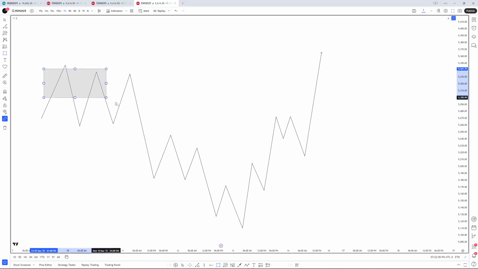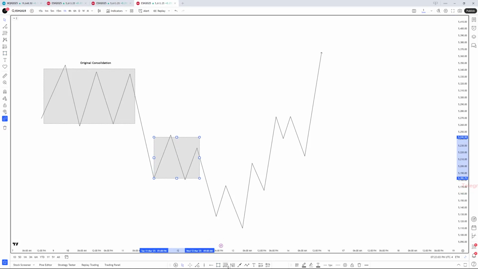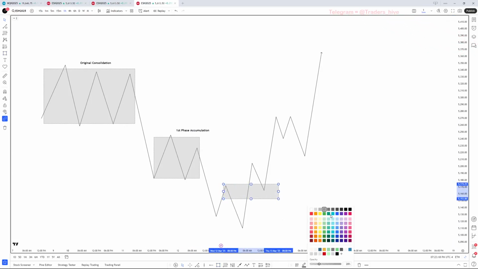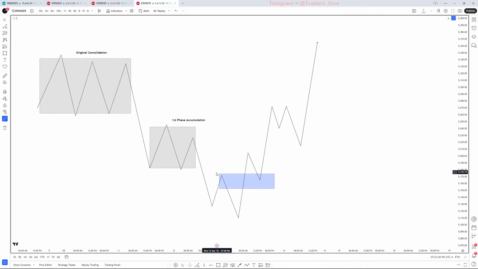You have an original consolidation. And then you have a first phase accumulation. And then you have the reversion level. But what indicates the reversion level? A TPD. Once that reversion level gets hit and expands, that's whenever you know it's full force.